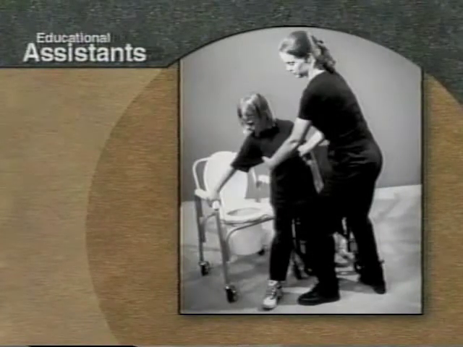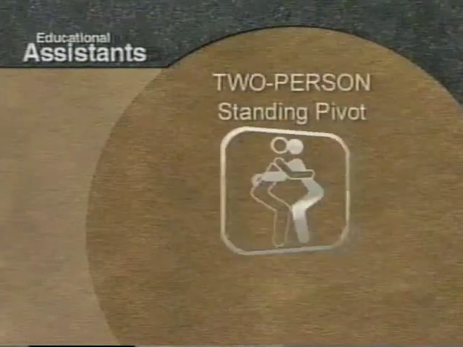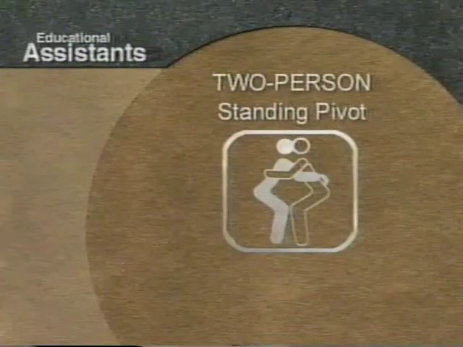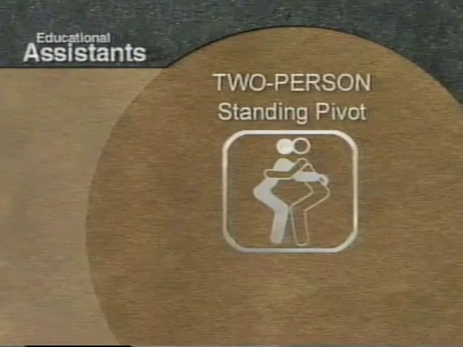Next, we see the student positioning her hand as the pivots occur. Now let's look at another example. In this case, a two-person standing pivot is used.